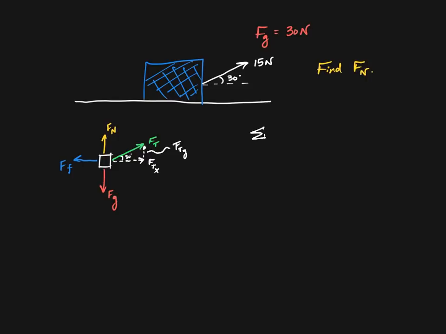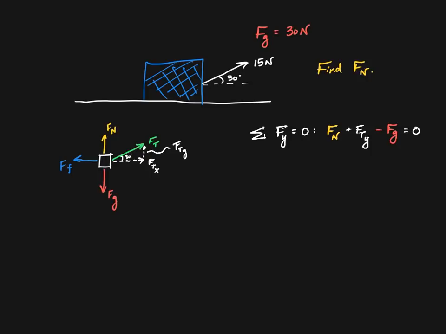So we're going to have the sum of F of y is equal to 0. And what do we have acting in our y direction? Well, we have force normal. We have Fty, and then we have our force of gravity. And this is all equal to 0.